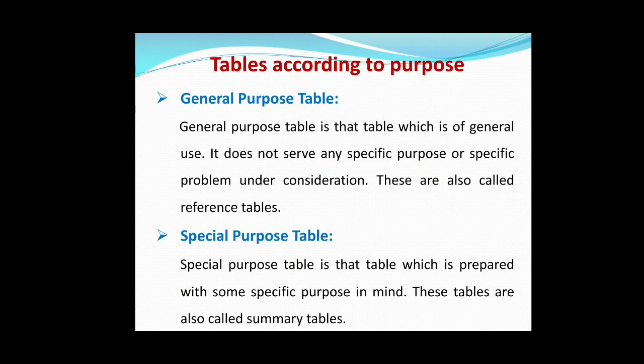Now coming to special purpose table. Students, a special purpose table is that table which is prepared with some specific purpose in mind. That is, they provide information for particular discussion. Generally, these are small tables as compared to general purpose tables, and these are usually limited to the problem under consideration. For example, production figures of a particular industrial unit for a number of years would give us specific or special purpose tables. These tables are also called summary tables.